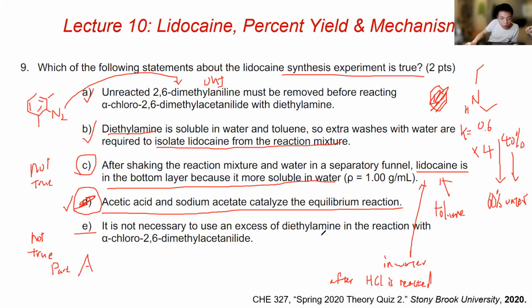Because if we use 1:1, it will be 50%. And the amine is soluble in water and toluene, so extra washes of water are required to isolate. Want to make sure it's kind of true. Unreacted aniline must be removed before reacting. That's true. That's spring 2020.